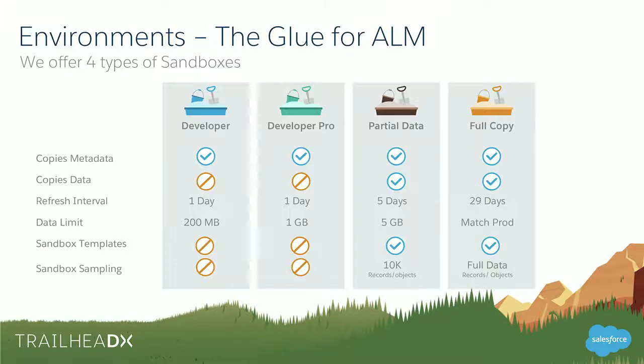So the other 2 types of sandboxes that we have are partial and full copy. All sandboxes include your metadata. We do all the hard work of bringing your metadata into your sandbox environment. With partial and full copy sandboxes, we also make it easy for you to have actual customer data that you can use in the sandbox. A full copy is an actual replica, a true mirror of your production environment. It has all your metadata and all your customer data ported into a single environment.